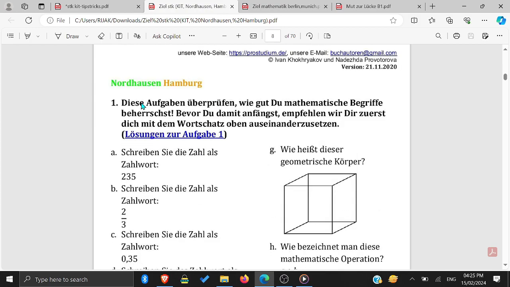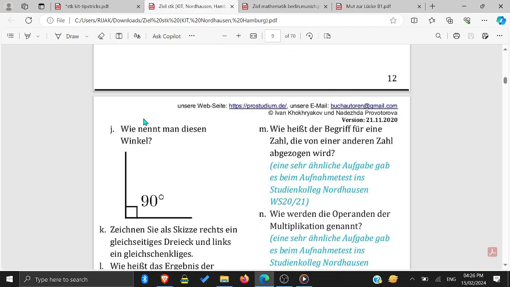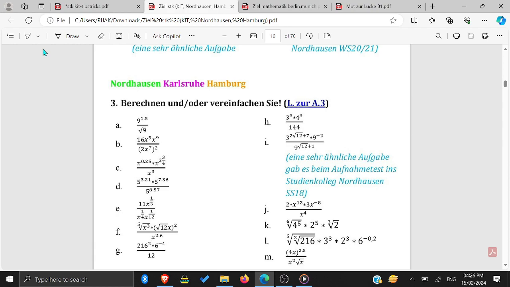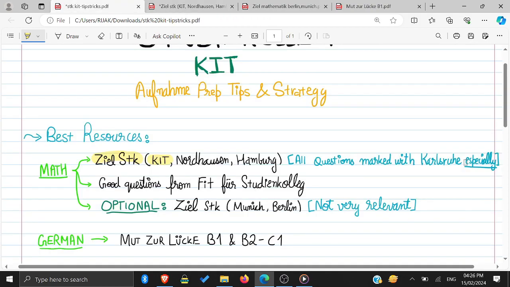So these questions are all marked with the Studienkolleg that they're relevant for. For example, this Aufgabe is relevant for Nordhausen, but if you go down, you'll find specific questions that are relevant for Karlsruhe. I recommend you to do all of them, but if for some reason you don't have time left, then especially you always have to do the questions marked with Karlsruhe.